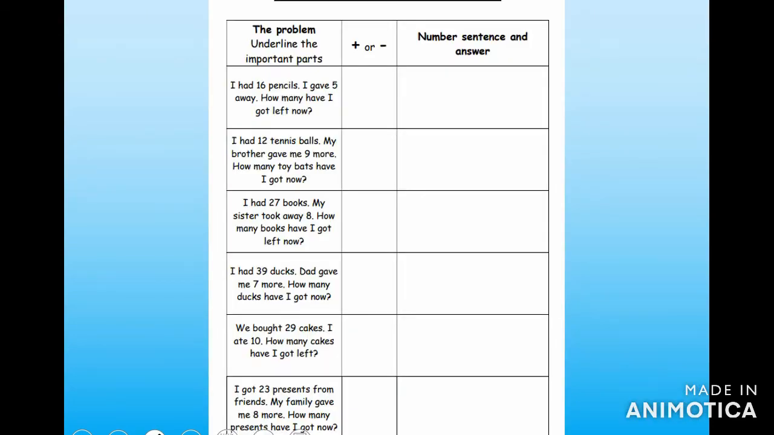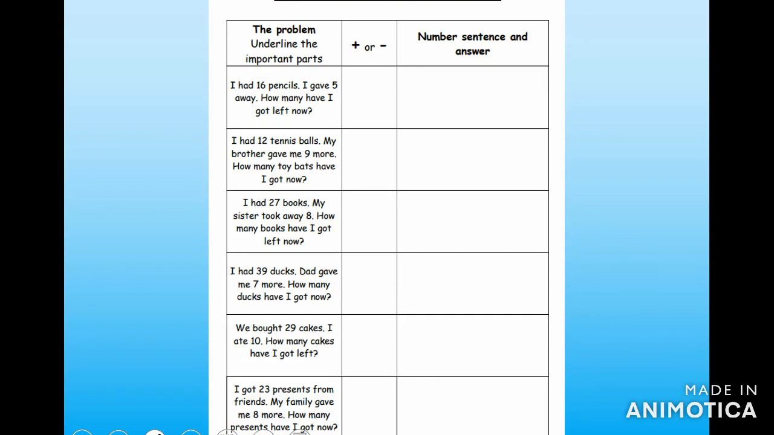What I would like you to do next, if you have a look on our class page on the school website, you will find this worksheet. And you don't have to have the worksheet to be able to solve these problems. If you only have your home learning book, you can just read the questions off the sheet and fill in the rest and show your working out in your book.